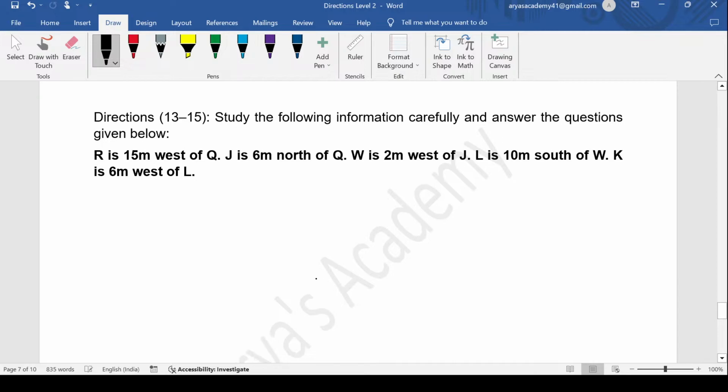So I will straight away start solving the question. R is 15 meters west of Q. I assume Q to be here. And if I go some 15 meters towards the west, then I get another point which is actually R. Then point J is 6 meters from where? Q. And that is towards north. So if I move 6 meters towards north of Q, I get another point which is actually J.